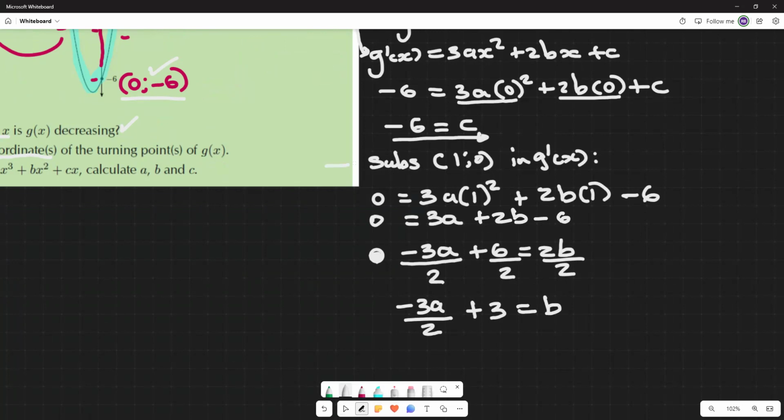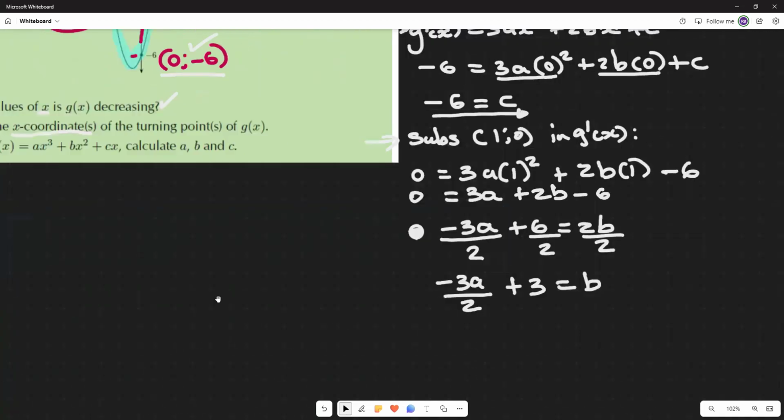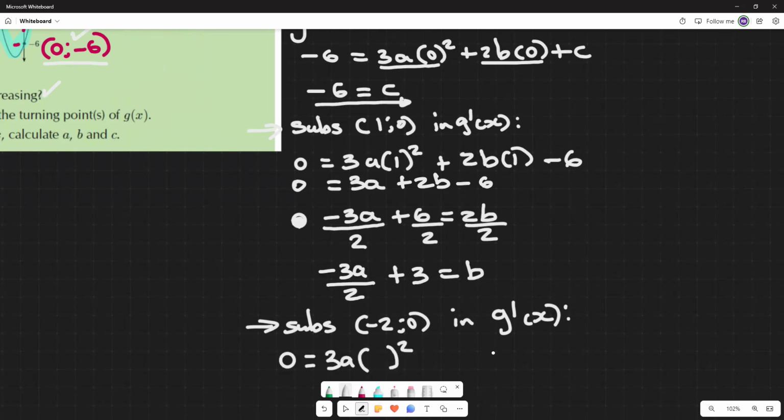Now we're going to repeat the same thing, but now we're going to substitute this point: -2 and 0. So I'm going to say substitute the coordinate (-2, 0) into the graph of the function which is given, which is the derivative function. I'm going to rewrite this whole thing: 0 equals 3a, then open a bracket, plus 2b, open a bracket, minus 6. Here there was 1, but now we substitute in -2. If you check, this step and that step are exactly the same. Here we're substituting 1, that's why you have 1. Here you're substituting -2, that's why you have -2 there.